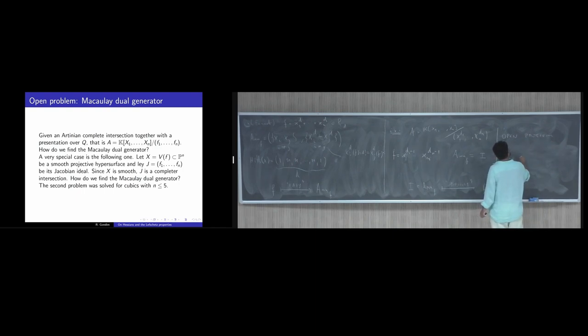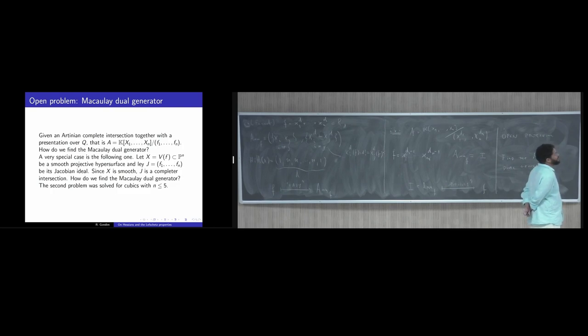Find the Macaulay dual generators. Let me say, for instance, in the case of complete intersections, just to start, given an Artinian complete intersection together with a presentation of Q, how to find the Macaulay dual generator? It's a tough question. A very special case is the following one.